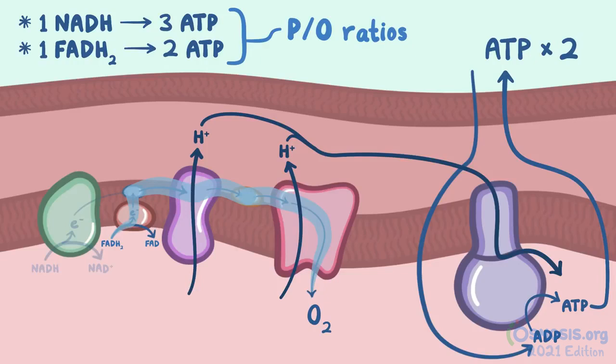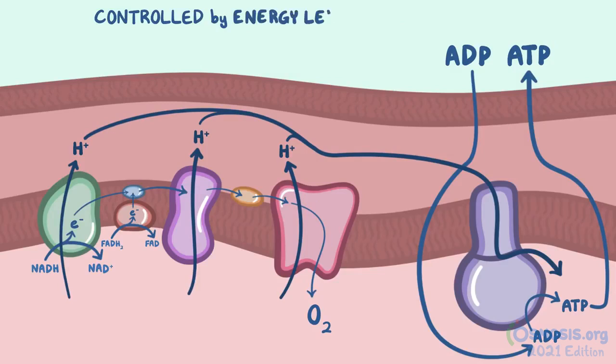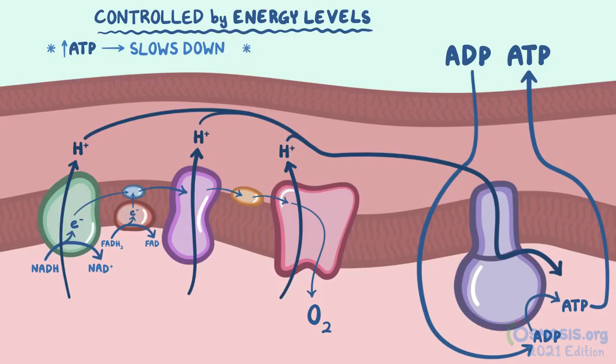Now, the electron transport chain is not controlled hormonally. Rather, it's controlled by the energy level within the cell itself. When ATP builds up within the cell, which is a sign of high energy, the electron transport chain actually slows down. And when ADP builds up, which is a sign of low energy, the electron transport chain speeds up.